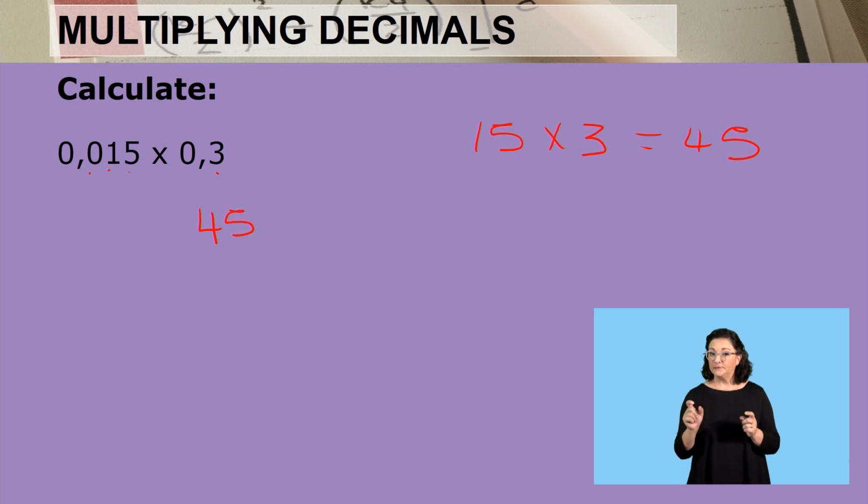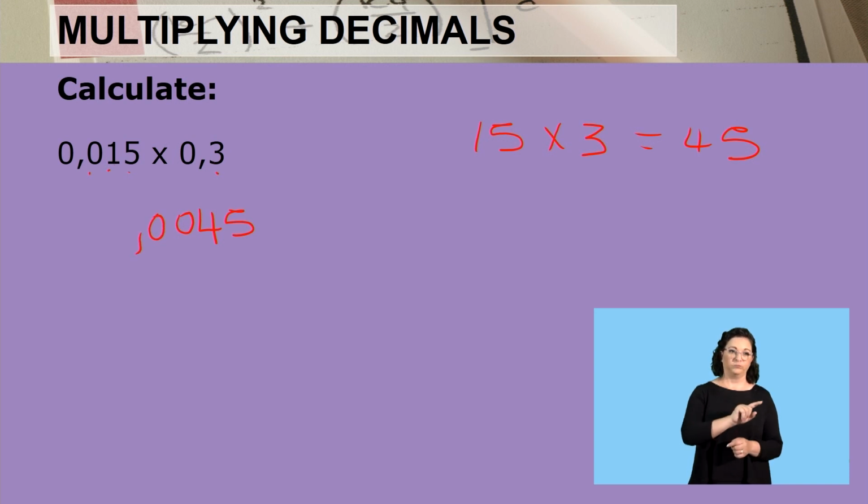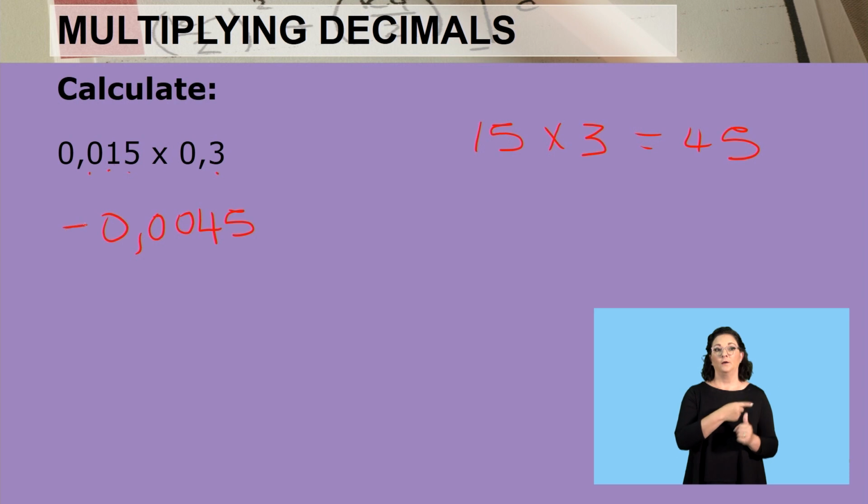But we must have how many decimals? 4. So now we have 3. Now we have 4. And now we can bring back our comma and write our 0 there. The answer would be 0.0045.